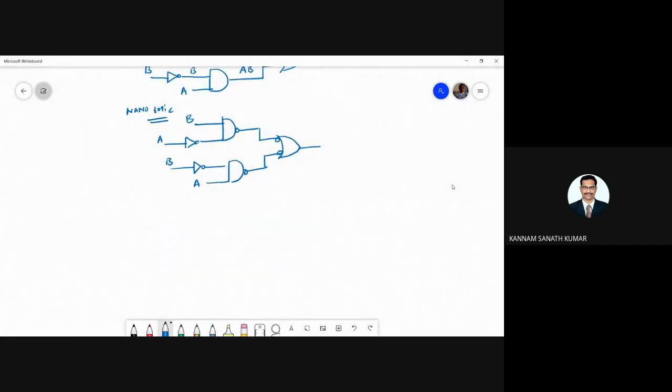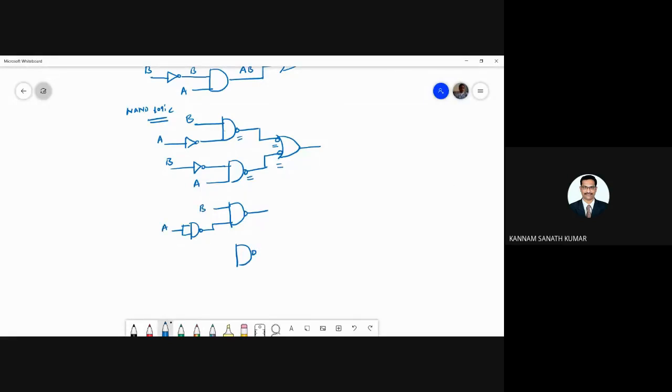Next, what you should do? Wherever you added the bubble, one bubble, you need to add the inverter. But if you observe this one, you have two bubbles. No need to add the inverter. Also, you have the two bubbles. No need to add the inverter. So what you should do? Convert a bubbled AND with the NAND, and inverter also with the NAND, put two inputs tied together. So this is A and this is B.